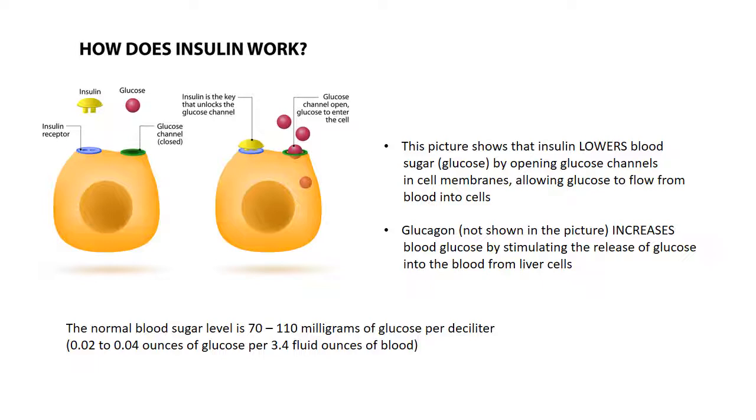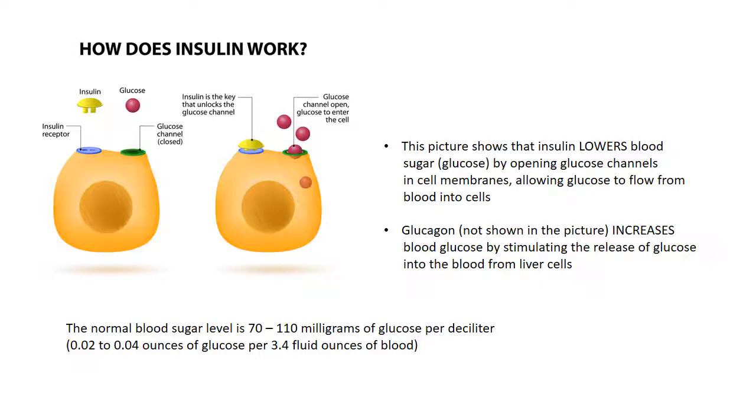Now, it is not shown on this picture, but you need to know that while insulin decreases blood glucose, because it opens these channels, glucose goes in, or in other words, it goes out from the blood. So blood becomes glucose poor. Glucagon does the opposite. It increases blood glucose.